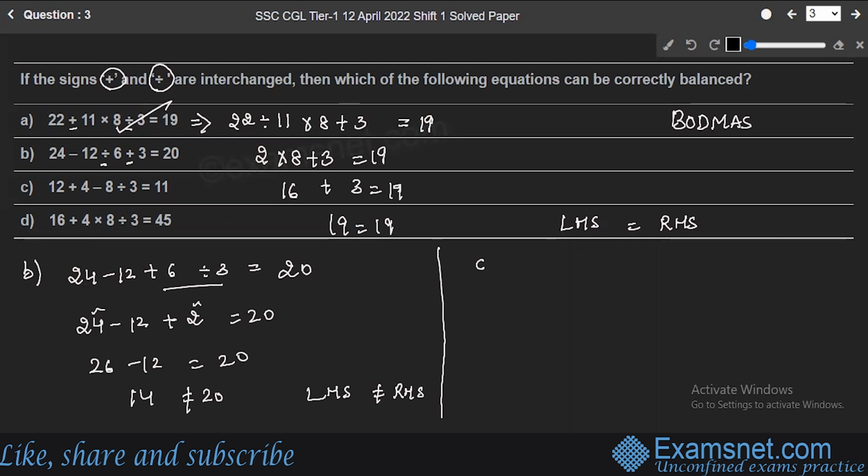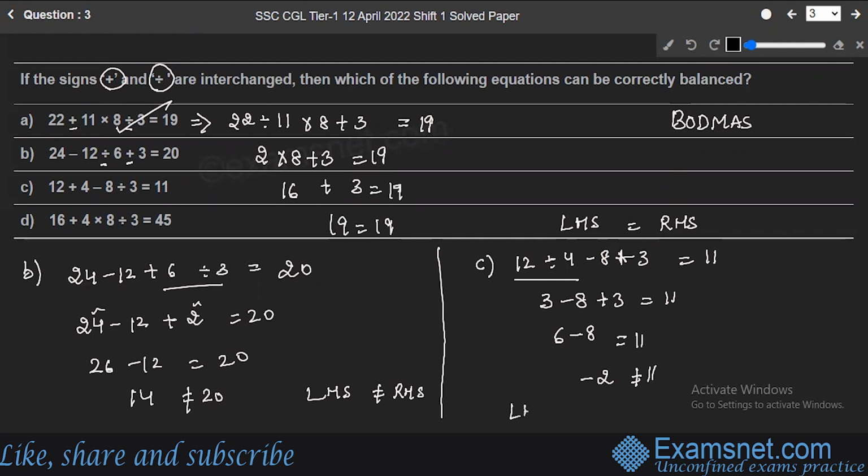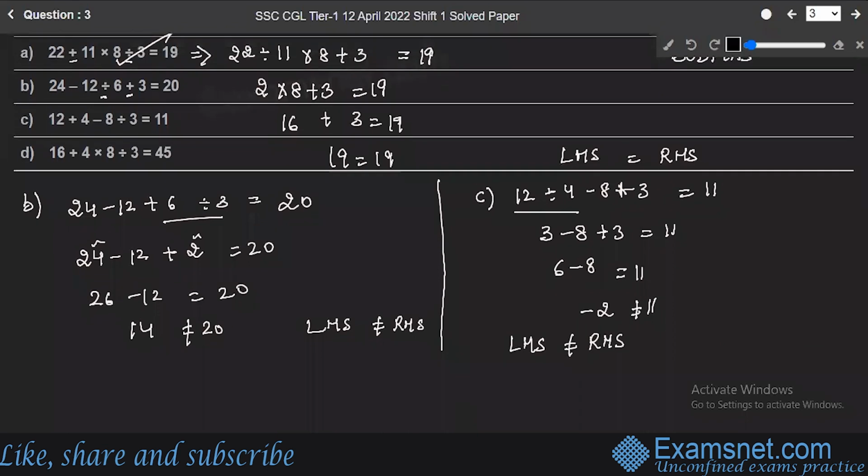Let's go with the C option also. C option, again, this will become 12 divided by 4 minus 8 plus 3. This should be equal to 11, right? So according to BODMAS, we'll be doing the division first. This will be 3 minus 8 plus 3 should be equal to 11. 6 minus 8 should be equal to 11. This is minus 2. This is not equal to 11. Here, LHS is not equal to RHS, right? So even this is not the correct option. B and C both are gone. We have our answer, but we are still verifying all the rest of the options.